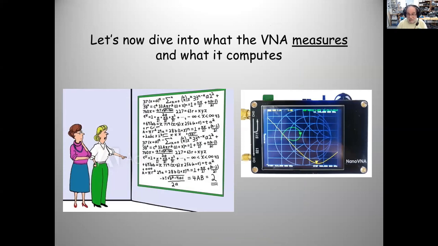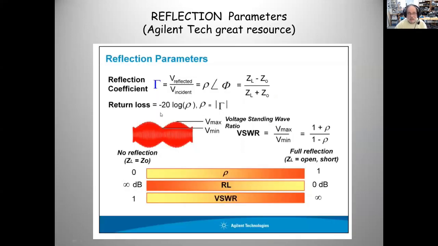Okay, now let's get involved with the innards of the NanoVNA. What does it actually measure and what does it compute? That's good to see the difference in those two things. So here's what it actually measures, something called a reflection coefficient. I'd never heard that term as a ham, and I've been a ham for 60 years. Why did I never hear the term reflection coefficient or gamma?